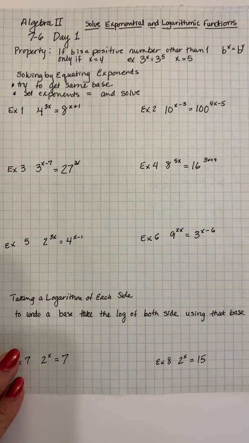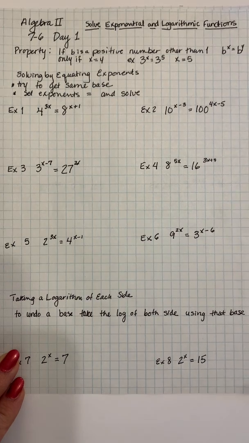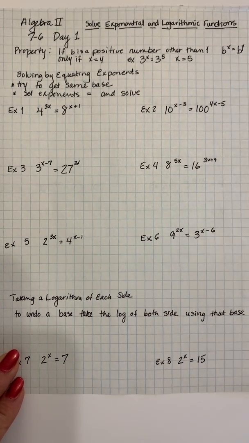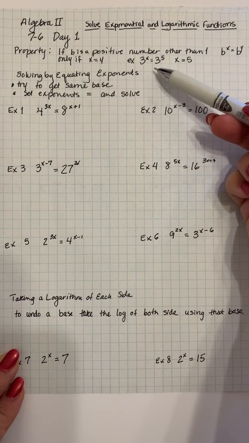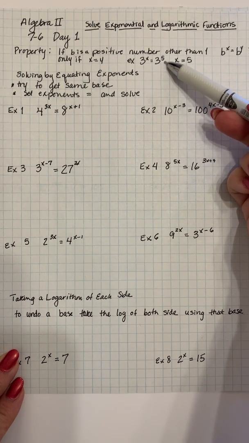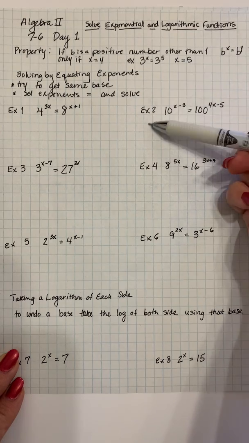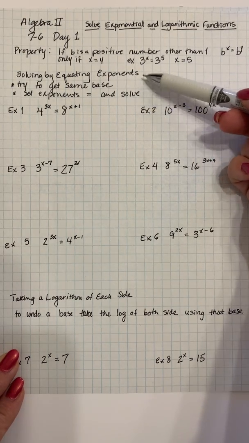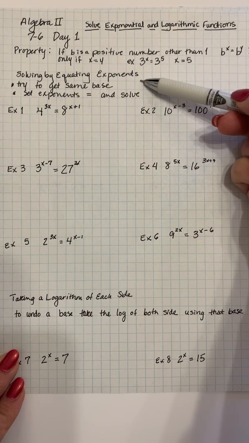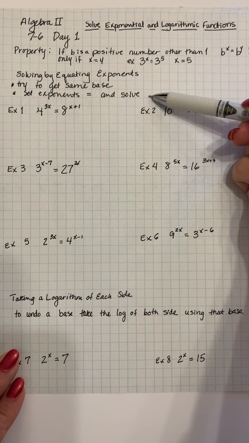So the property that we're looking at is if b is a positive number other than 1, b to the x equals b to the y, and what we're missing is an if and only if x equals y. So if you can get the same base, then you set the exponents equal to each other. So you can see my example here. If I have 3 to the x is equal to 3 to the 5, x has to be 5 in order for this to be true. In order to do this, we're going to try to get the same base, and then we're going to set the exponents equal to each other and solve.